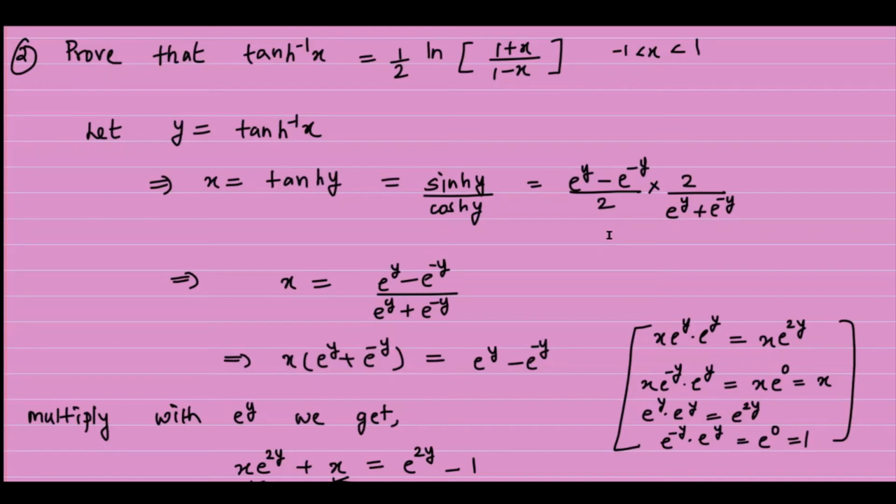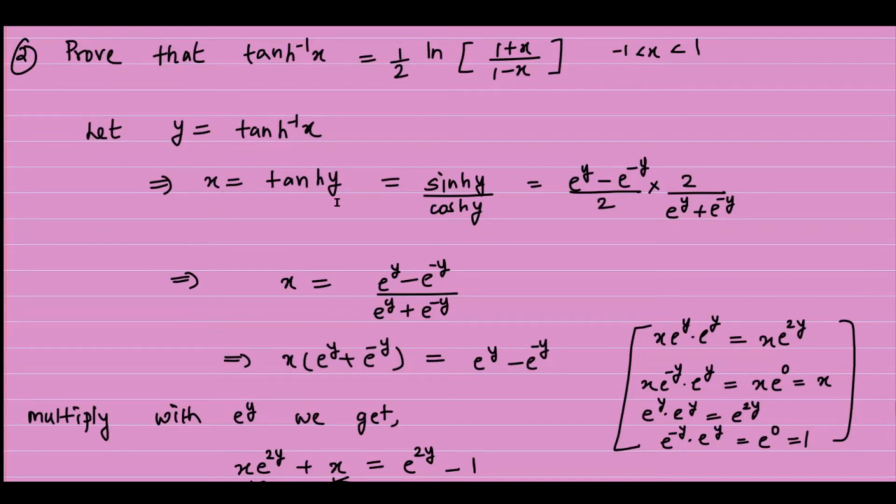Now we will do another problem in which we will prove a logarithmic formula for tan h inverse of x. So the question is, prove that tan h inverse of x equals half logarithm of 1 plus x by 1 minus x, where minus 1 is less than x less than 1. So x lies between minus 1 and 1. So for this, let's put y equal to tan h inverse of x, which implies x equals tan hy.